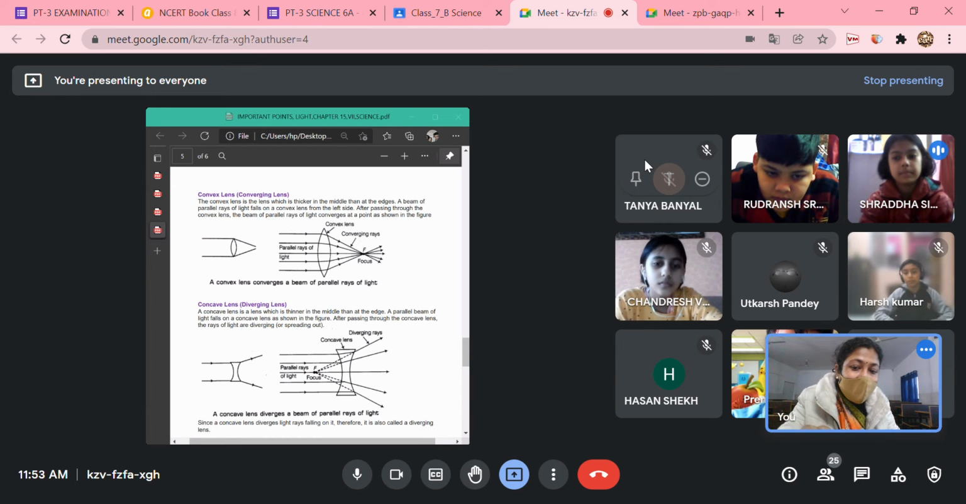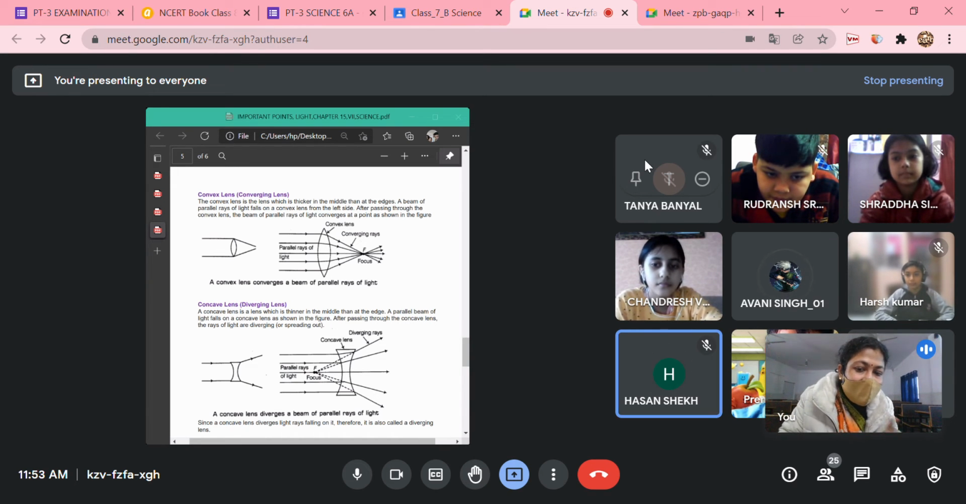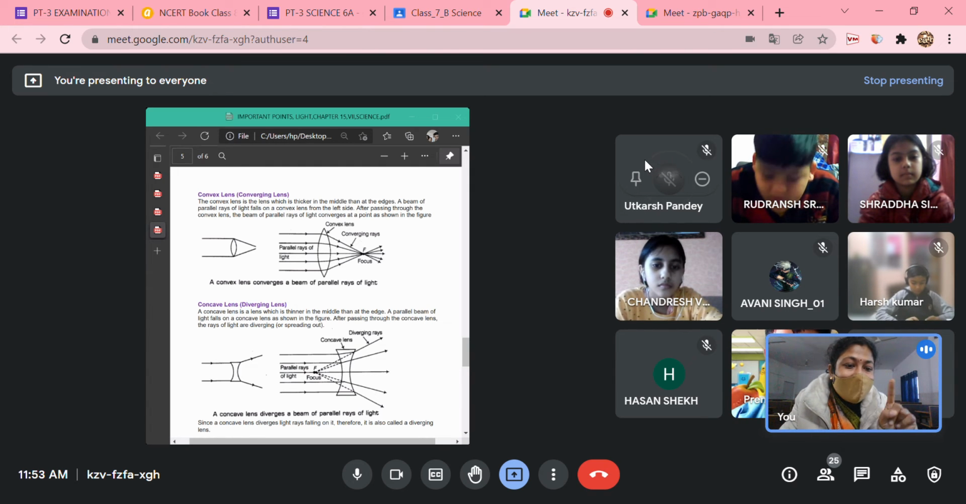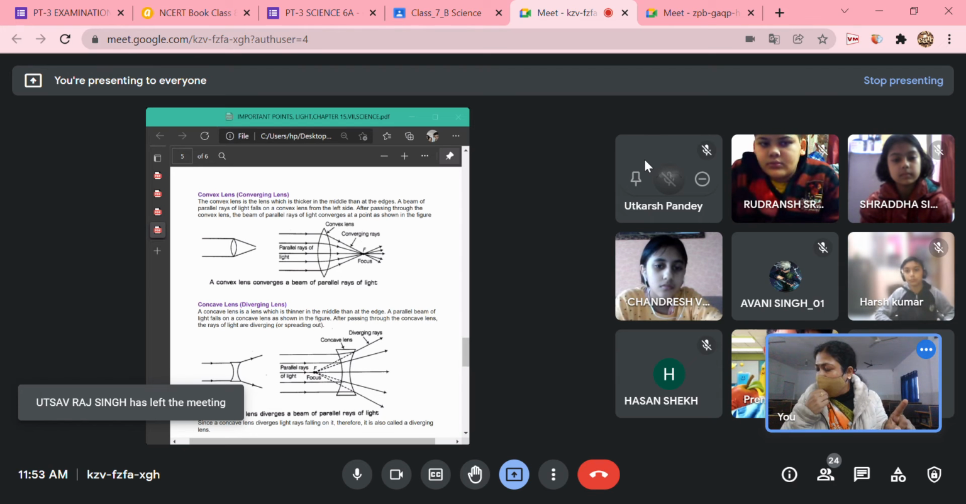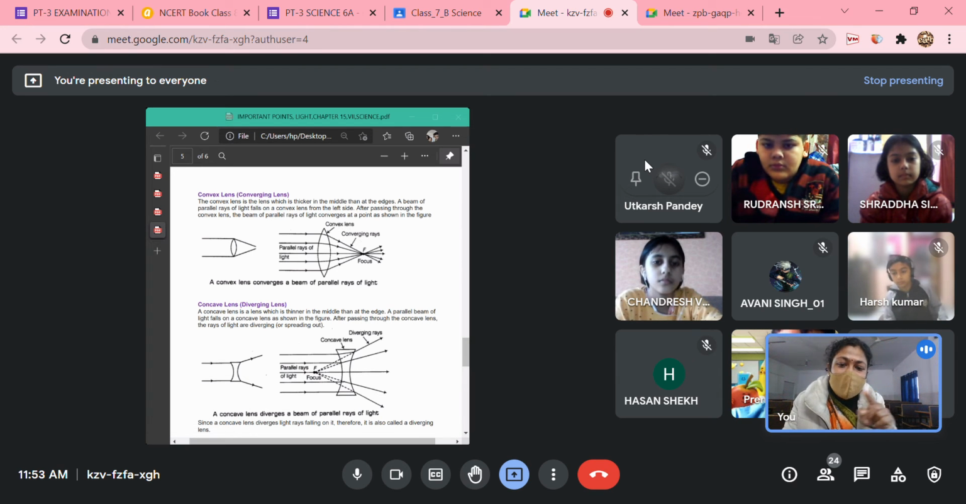Only the ray in the center that is falling on the lens at 90 degrees is not diverging, right? That is the principal axis. If a ray is passing through the principal axis, it is not getting diverged, but all other rays are diverging.